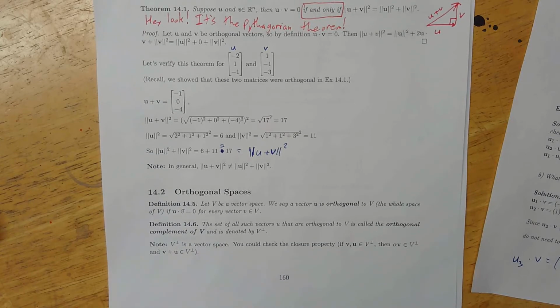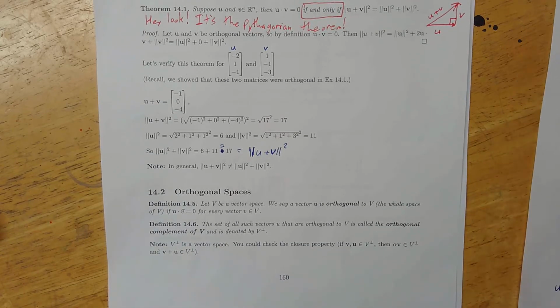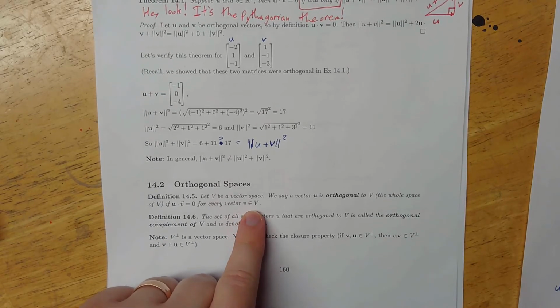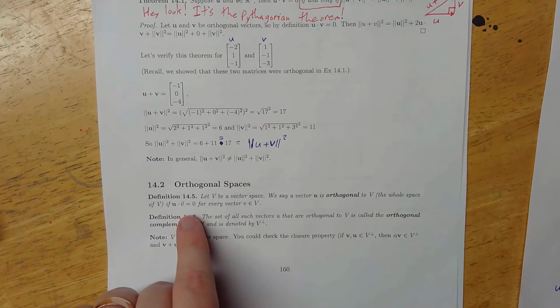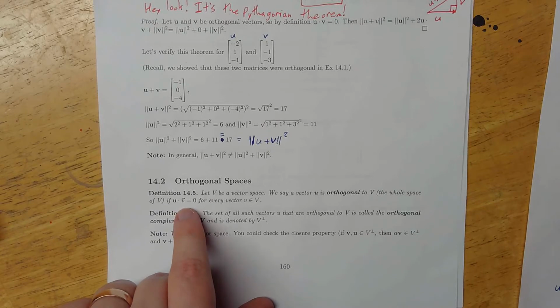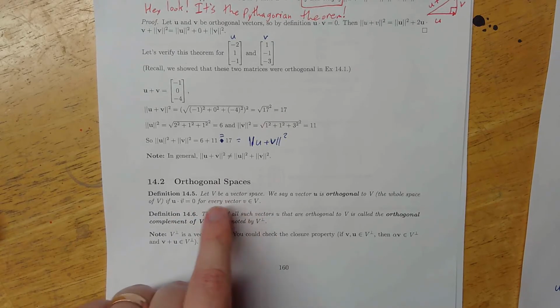All right. So we're also going to talk a little bit about orthogonal spaces. Definition time: let V be a vector space. We say that a vector u is orthogonal to V, the whole vector space V, if u dotted with a vector v in that vector space, for all the vectors in that vector space, equals 0.